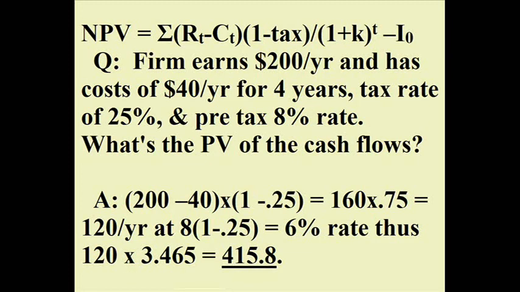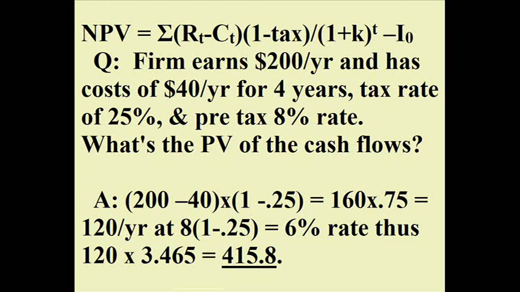Now let's revisit that problem we looked at before. This time we're going to look at it after tax. Again, $200 a year is coming in for 4 years. Costs are $40 going out for the 4 years. But now we have a tax bracket of 1/4, and that 8% for the borrowing, well, that was pre-tax. What's the present value? Well, again, the 200 minus the 40 is 160, but now after tax, we keep the 3/4, so that's 120 a year.